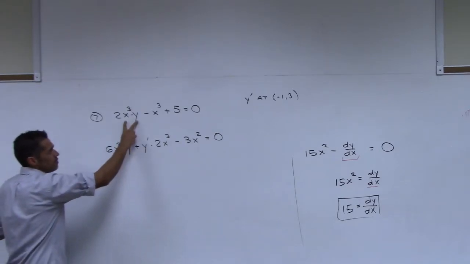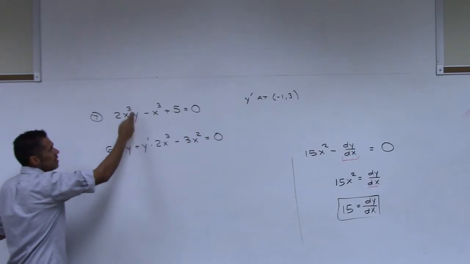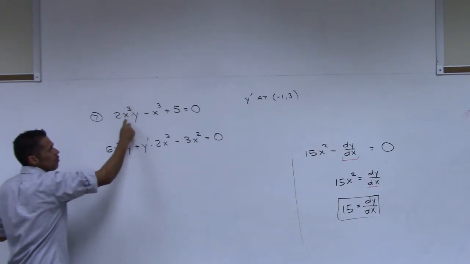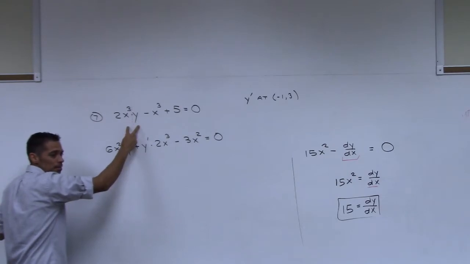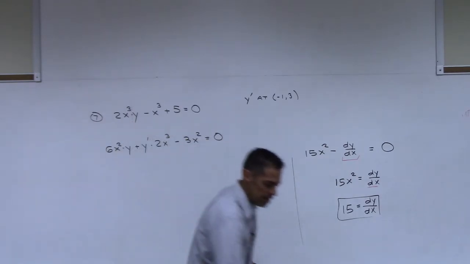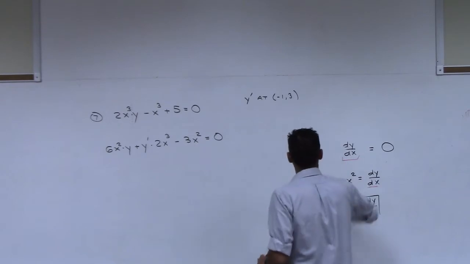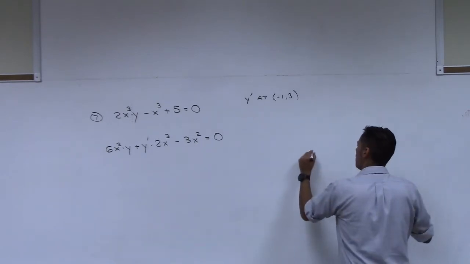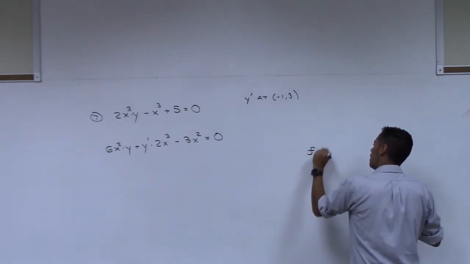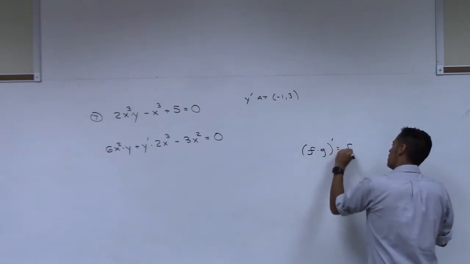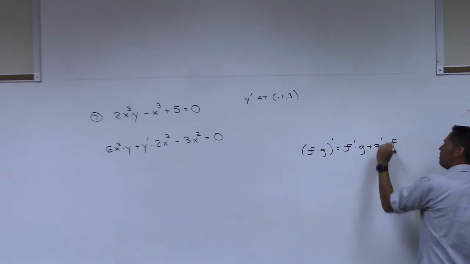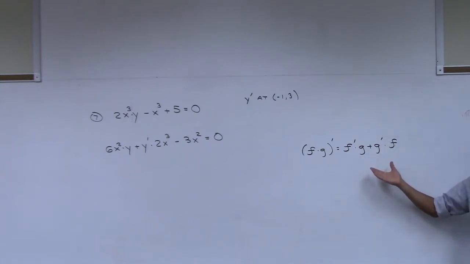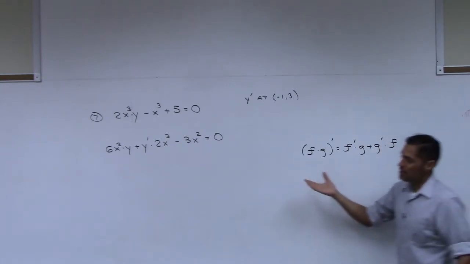This is a product between two things, right? There's a product between 2x cubed and y. So when you take the derivative of a product, you must apply the product rule. Remember, the product rule said that if you have f times g and you take the derivative, it's f prime times g plus g prime times f. That was a formula we did a long time ago. That's what we have here.